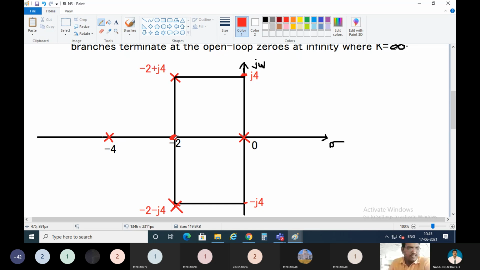So this is the centroid. From this point the angle of asymptotes we are going to draw. First one is 45 degrees, or not?